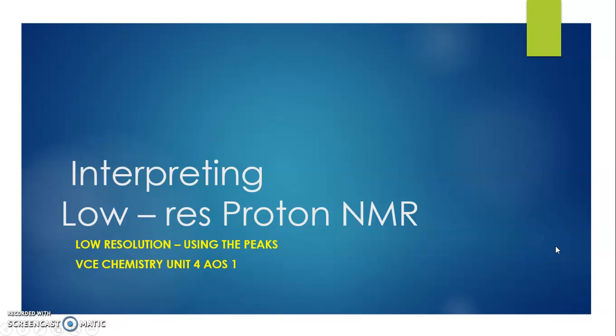BC Chemistry, Unit 4, Interpreting a Low-Resolution Proton NMR. Okay.